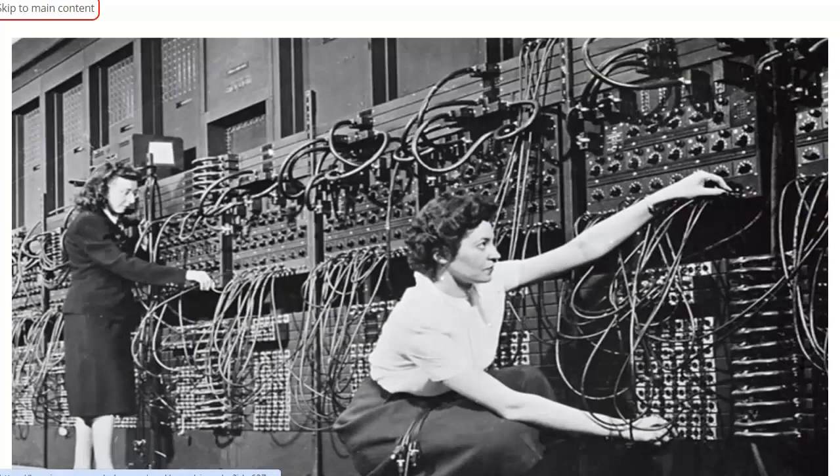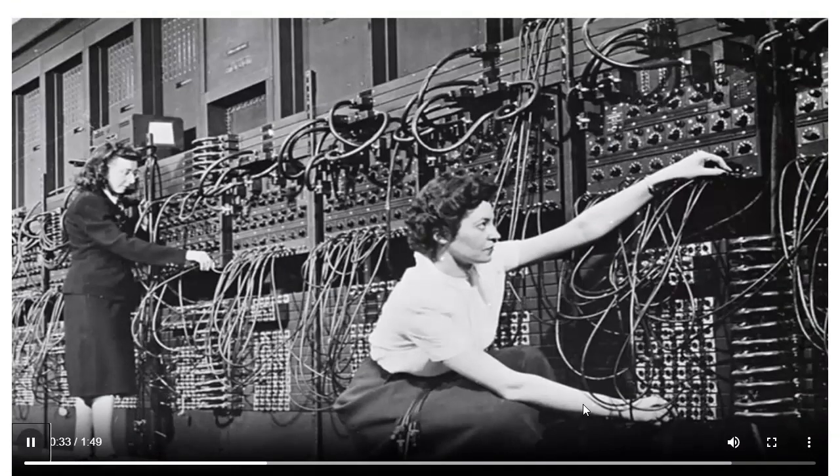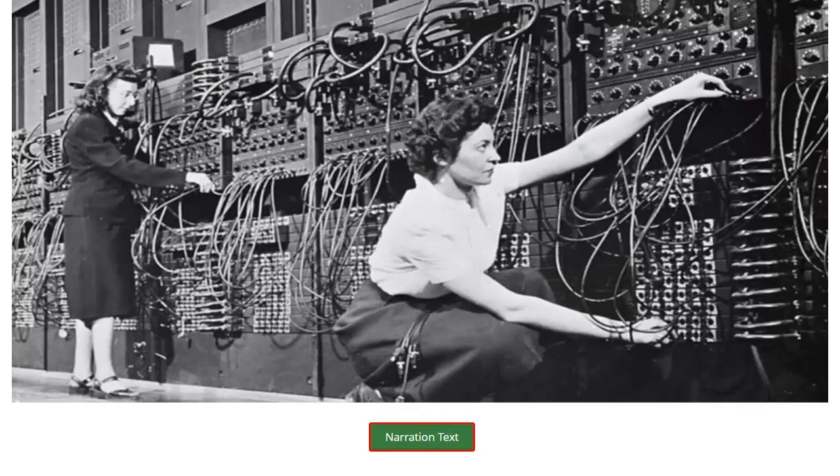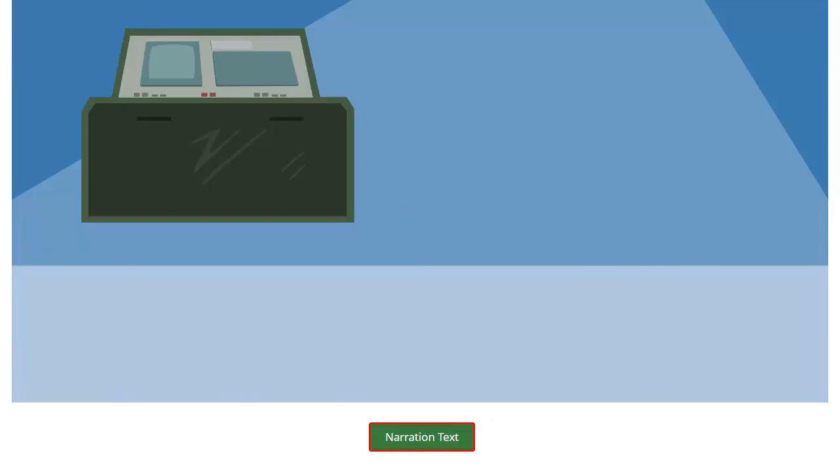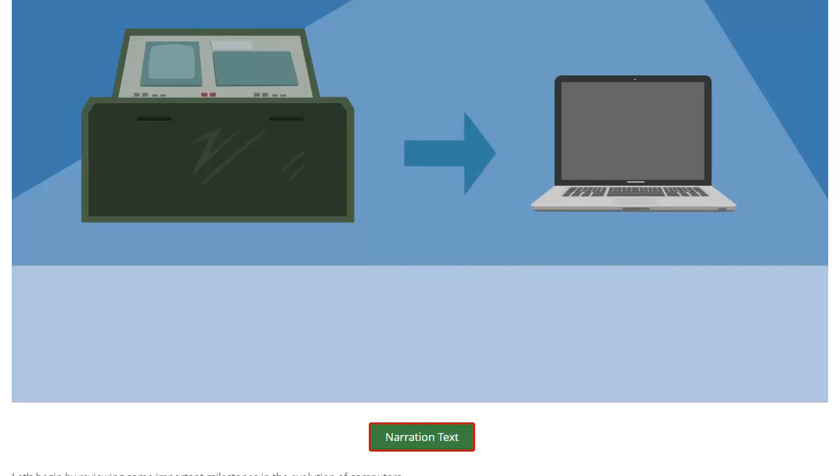So when you're looking at a video, you can hit tab again to tab through the major browser controls. You can see the different highlights here as you keep tabbing. And you can tab your way down to the narration text as well. We'll talk more about that in just a moment.